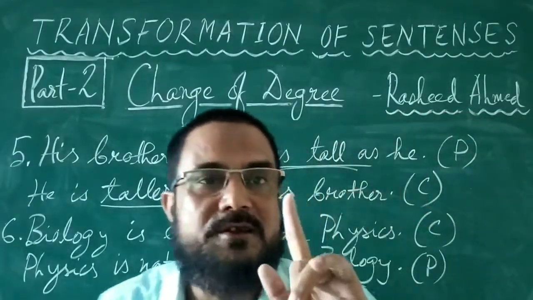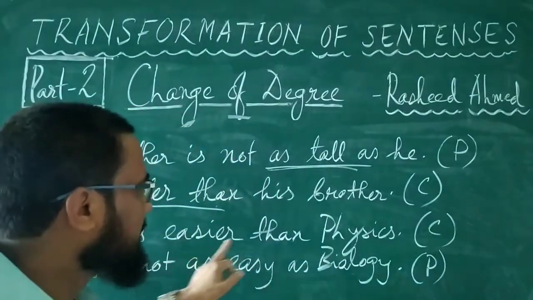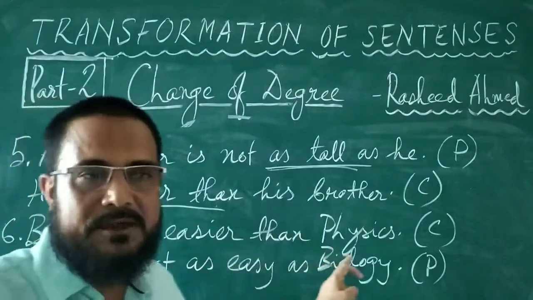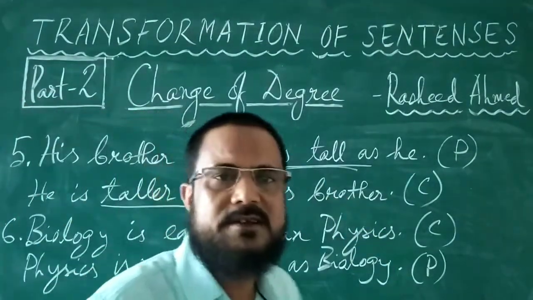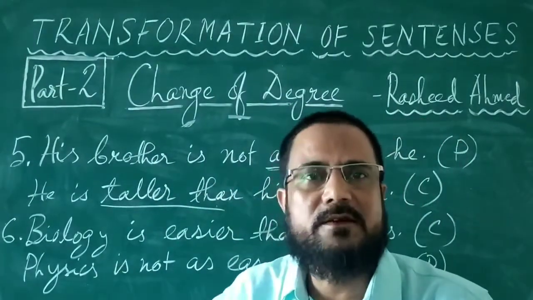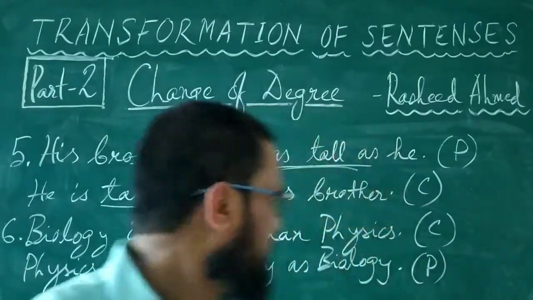Here you see comparison is between 2 specified subjects. It is not that biology is easier than any other subject. If it is biology is easier than any other subject, it means other subjects are there. But here comparison is specific. It is limited to 2 subjects only. So you can at best make it comparative and nothing else. You cannot go for superlative.